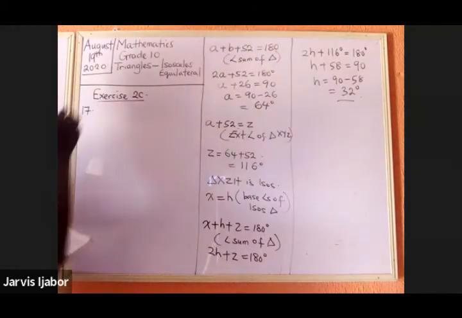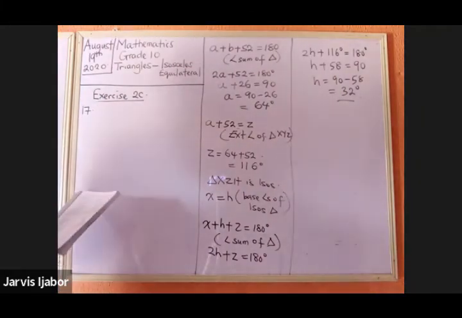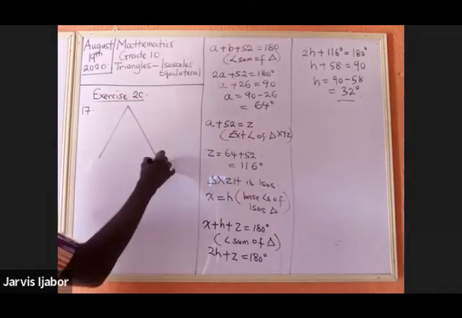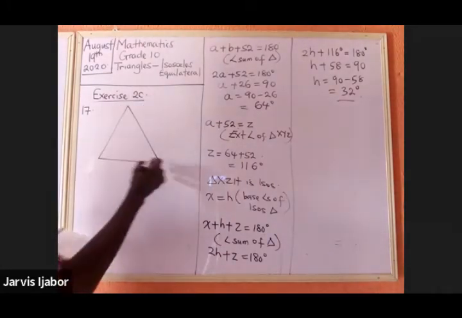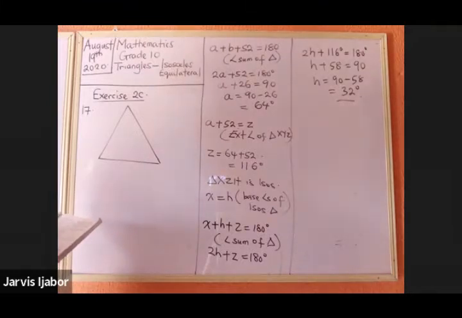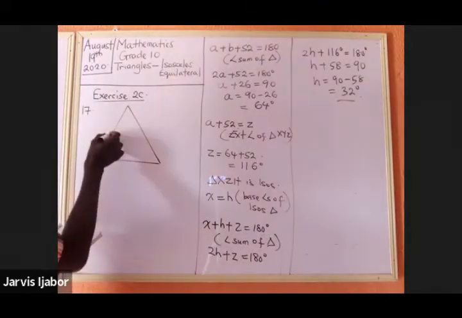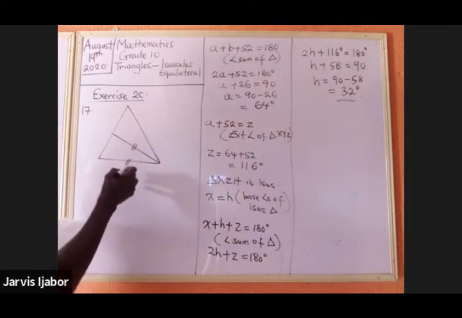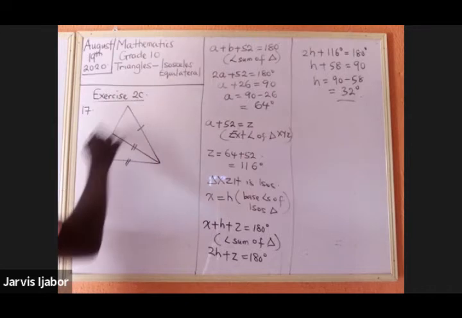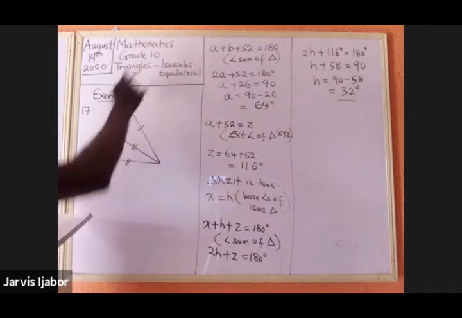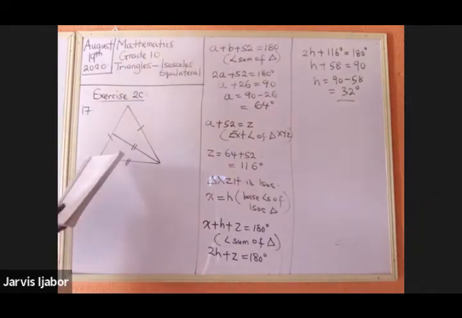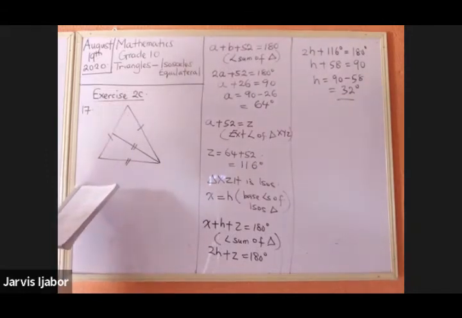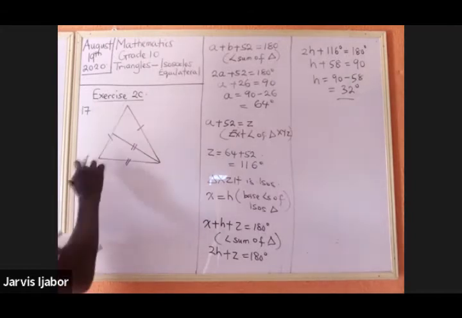So let's look at question 17. In question 17, we are given a figure like this. So I'll do well to draw the figure. Now, notice that this one is for the whole of this. If you look at the question, they said PR is equal to PQ. All right, so it's the whole of this that's equal to the whole of this.